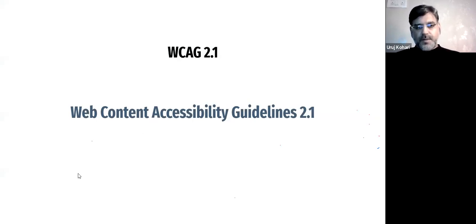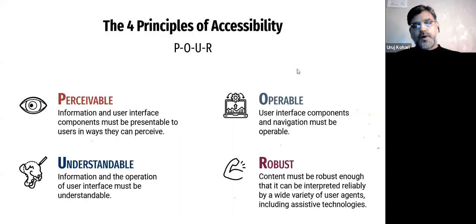Okay, so we have heard about WCAG, the full form of which is Web Content Accessibility Guidelines, and we'll look at 2.1, what is it that we have? Even WCAG 3 is being drafted, and there's a lot of debate currently happening, but 2.1 is definitely out, and people have been using it for the last several years. So what are the four basic principles of accessibility promoted by WCAG?